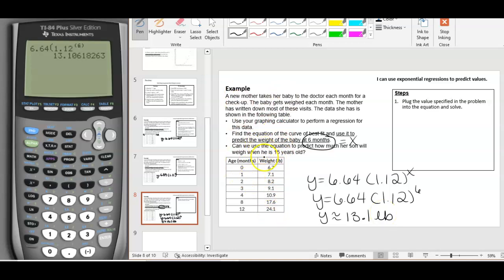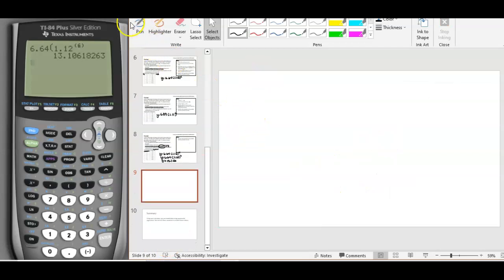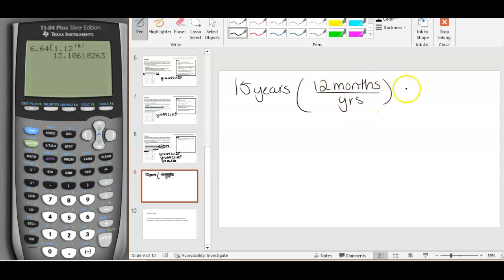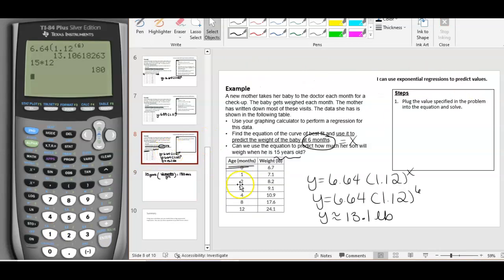So now it says, can we use the equation to predict how much her son will weigh when he's 15 years old? Well, notice that the age here is given in months. Okay, so when he's 15 years old, we're going to have to convert this to months. So 15 years, and then we're going to have to multiply by 12 months for every year to figure out how many months old her son will be. So 15 times 12, if we do that on our calculator, we get 180. So we have 180 months. So let's plug that into this formula.